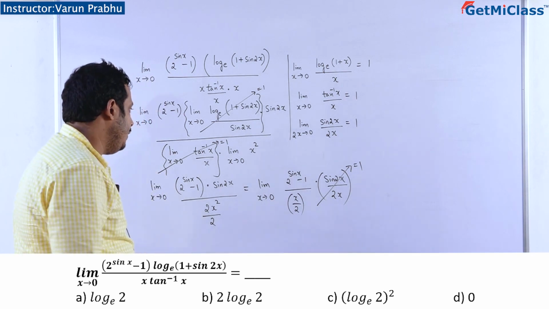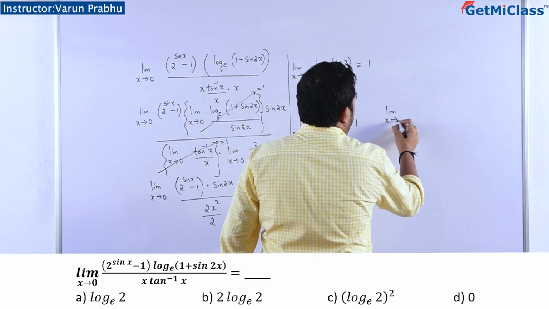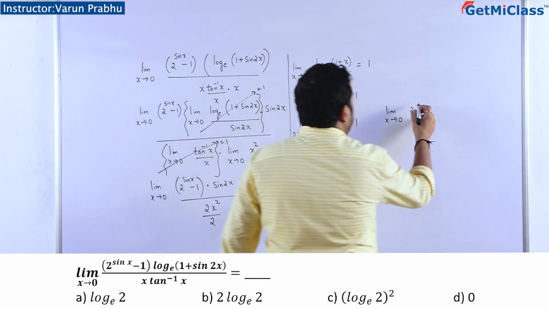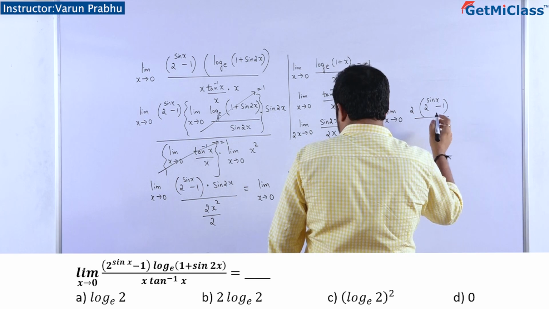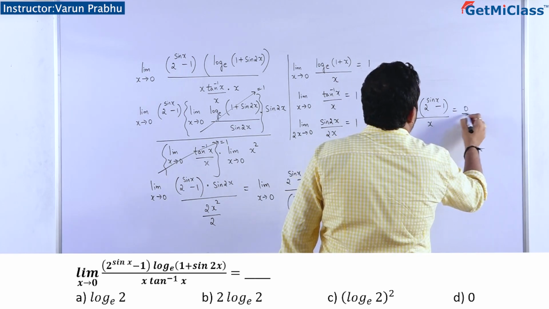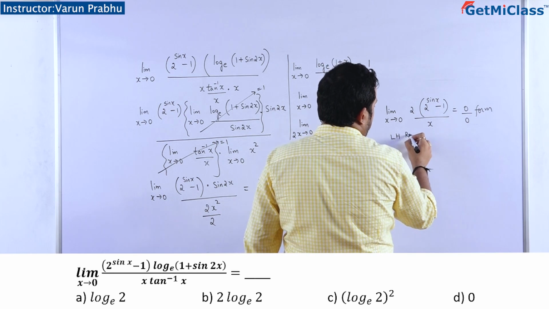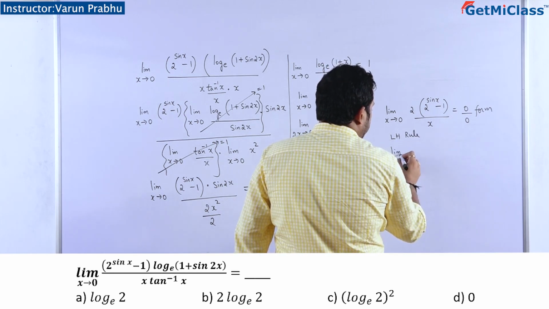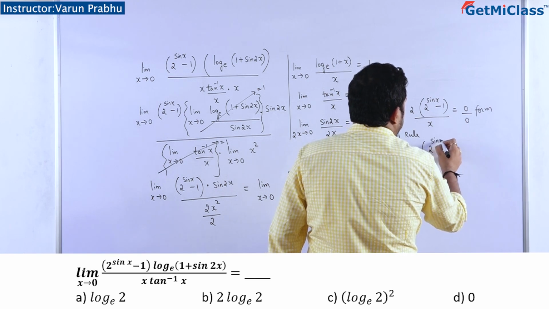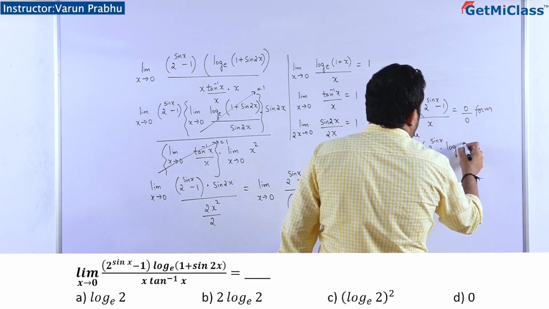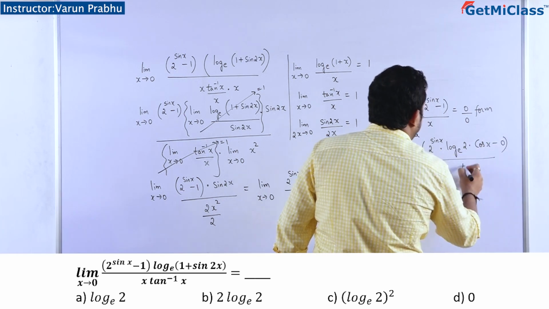So what is the answer that we are getting now? We'll get limiting value of x tends to 0 of 2 into (2 to the power sin x minus 1) divided by x. Now you'll clearly see here, you're getting 0 by 0 form. Now apply L'Hospital's rule. So what is the answer that we get now? Limiting value of x tending to 0, 2 into 2 to the power sin x into log 2 to the base e into cos x, minus 0, divided by 1.